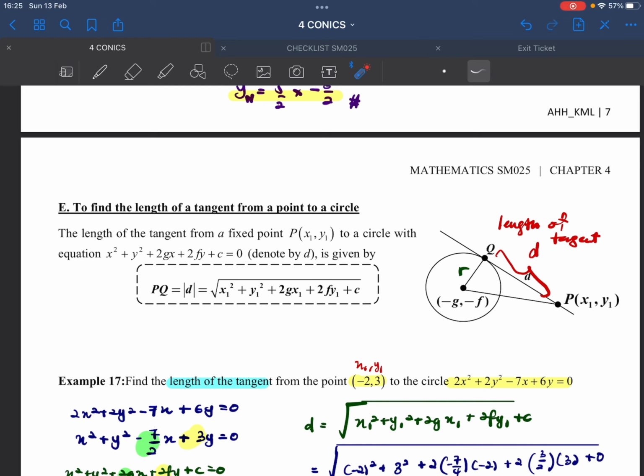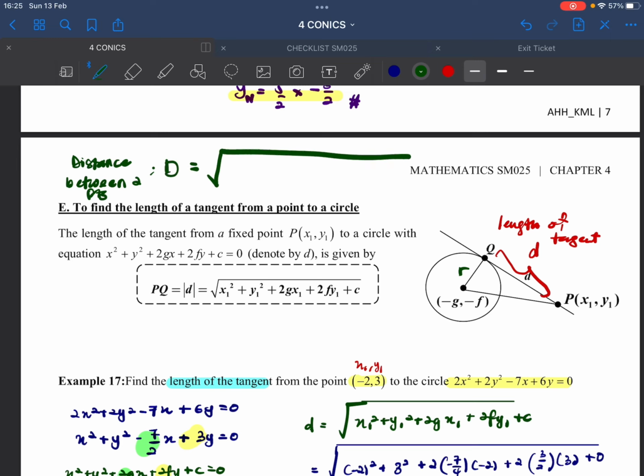So basic mathematics. To find the distance between 2 points, which we label as capital D, that's going to be the square root of (x2 minus x1) squared plus (y2 minus y1) squared. Okay, so this is the distance between 2 points, which is labeled as D.